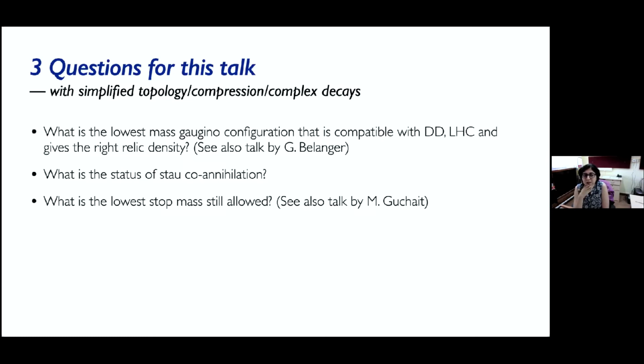The next question is also related to the dark matter question, where we have this idea of stau co-annihilation, which gives the right dark matter density.